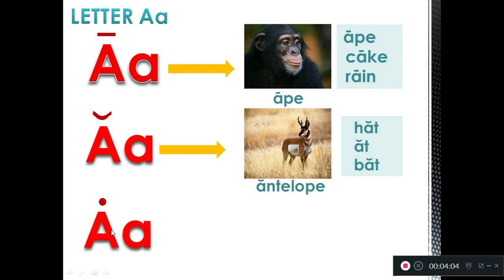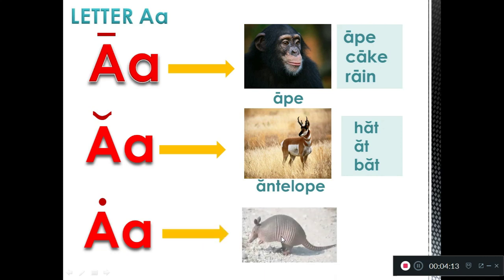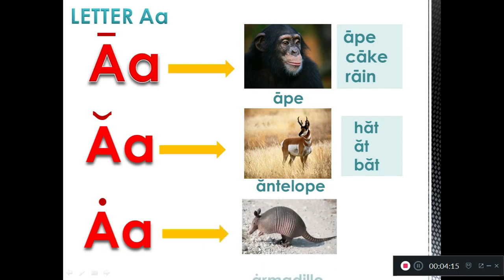Now, the third one is ah. Of course, the ball on top of the A is ah. Now under here is this wonderful picture called an armadillo.